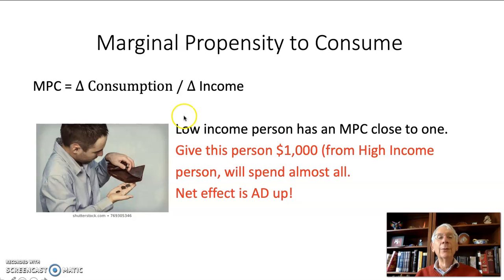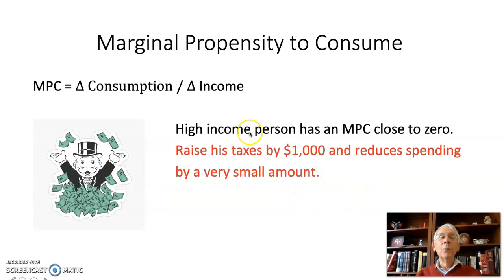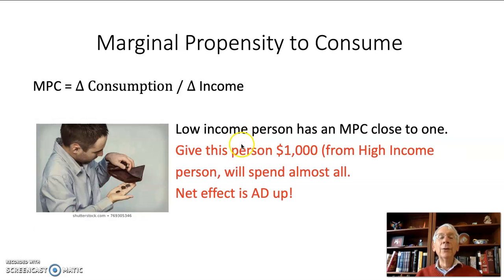Now, transfer payment. Suppose we give that same $1,000 to a low-income person. Think of a low-income person that you know. Okay, maybe it's you. I don't know. But think of most college students. Give them $1,000. Are they going to consume it or are they going to save it? Odds are they're going to go out and spend that money. So if we give a low-income person $1,000, they're going to spend almost all of it. In other words, if we took $1,000 from a high-income person, that person's spending goes down very little. Give it to a low-income person, they spend almost all of it.